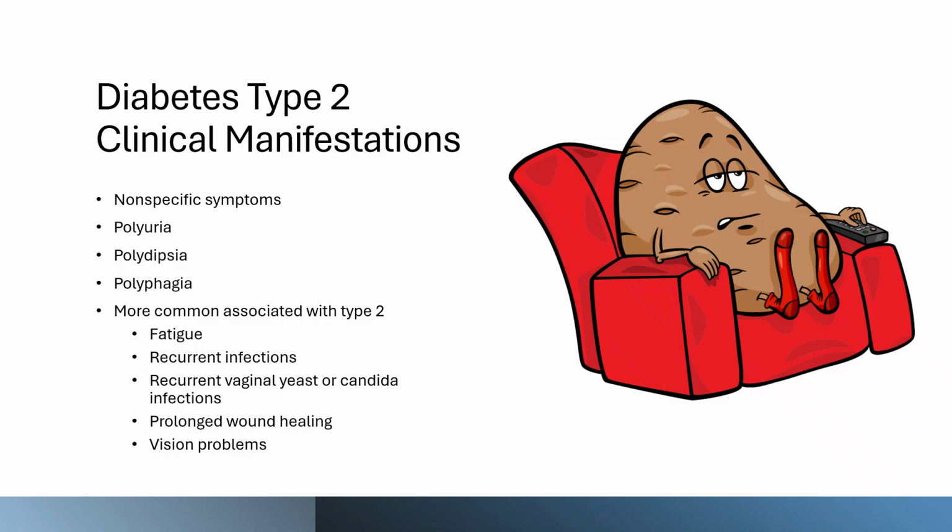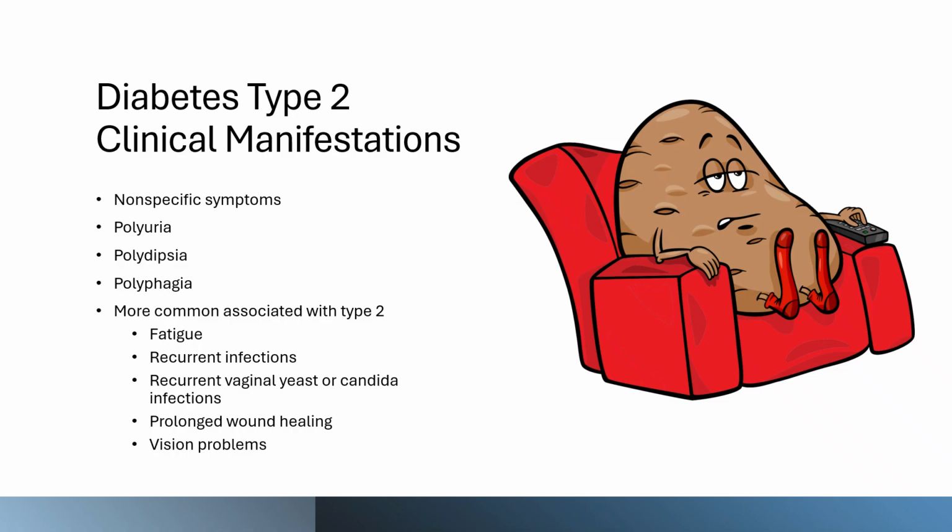So some of the clinical manifestations for type 2, sometimes they're just nonspecific, but they will have those cardinal three Ps: the polyuria, polydipsia, polyphagia. Again, I eat too much, I drink too much, I pee too much. More commonly associated with type 2, they can have fatigue and recurrent infections. They can have yeast infections, vaginal yeast infections, candida infections. That could be yeast in the mouth.